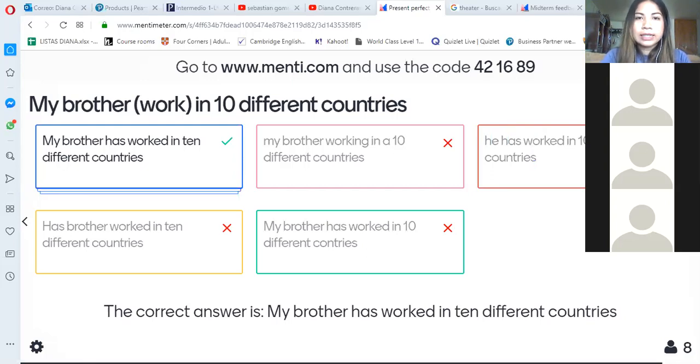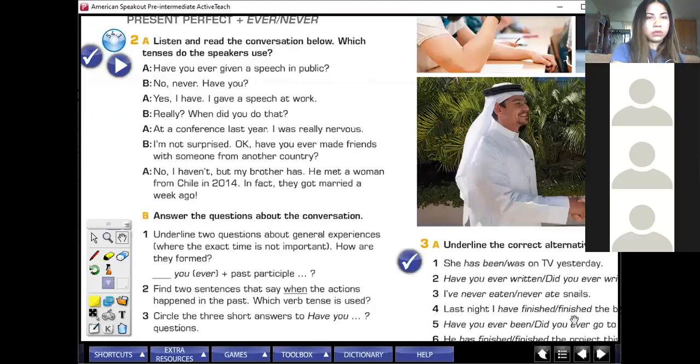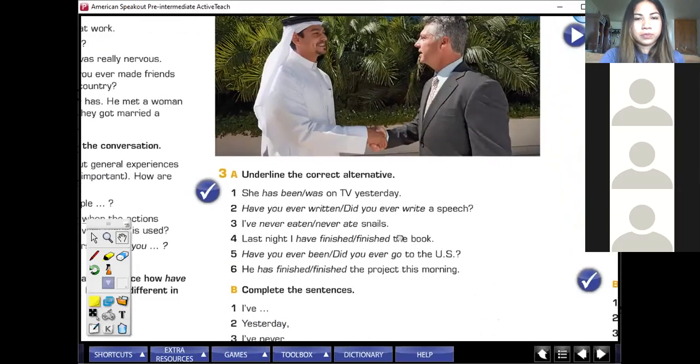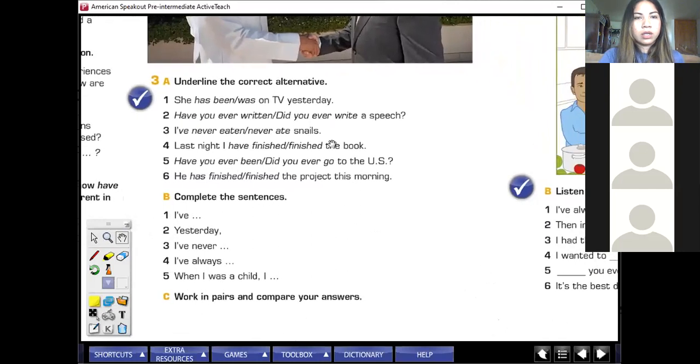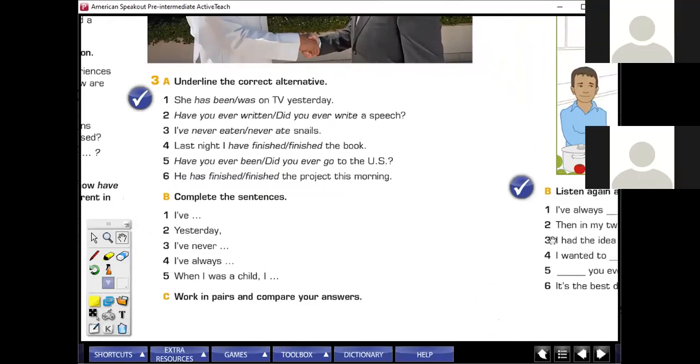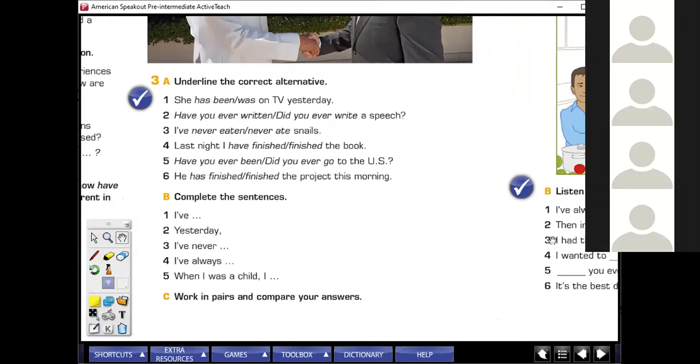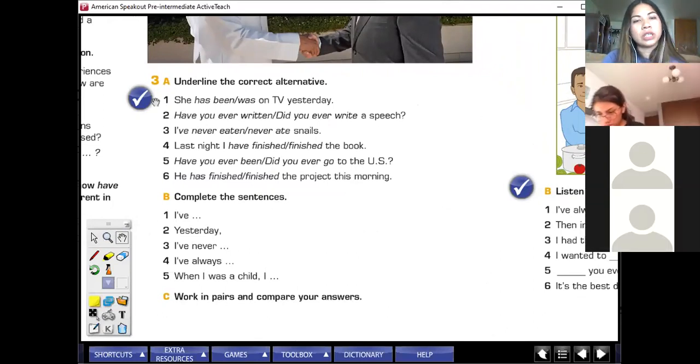No? Okay, let's go back, please, to your book. But now we're going to work on the language bank. Here. Underline the correct alternative. Okay. Number 1, please. Jimena. She.